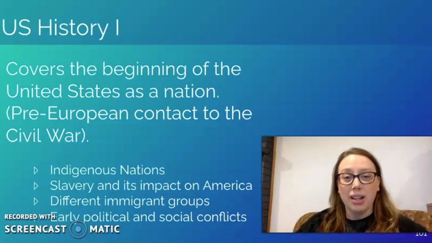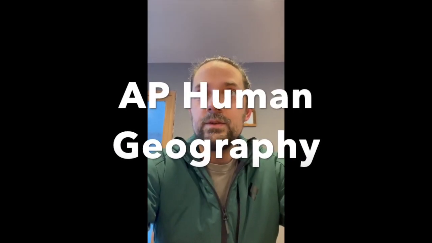U.S. History 1. This class looks at the beginning half of United States history. We'll look at indigenous nations, pre-European contact. We'll look at the colonial period of the United States and the impact of slavery on America. And AP Human Geography gives you your human geography credit along with your world history credit. It's a year-long class. Going to be super awesome.